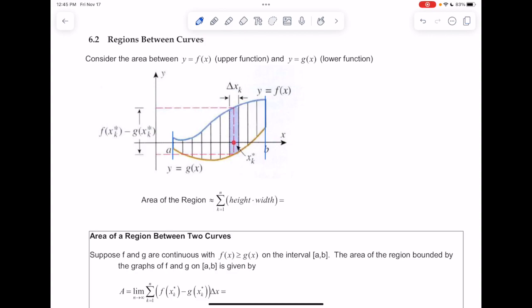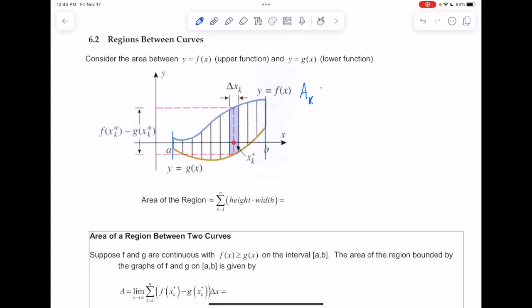So let's consider the area between y equals f of x and y equals g of x, where y equals f of x is the function on top, or the upper function, and g of x the one on the bottom, or the lower function. So we're going to start out by trying to approximate that area by looking at rectangles where we chop up the interval from a to b into n subintervals. They've got one of those subintervals highlighted, and we're going to focus on that one and try and find the area for that a sub k.